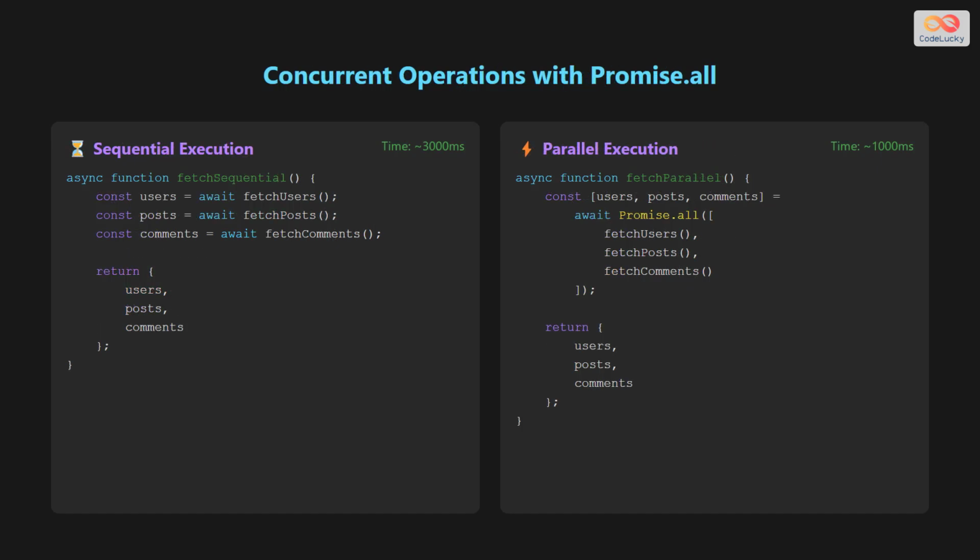This slide explores concurrent operations. In sequential execution, the fetch users, fetch posts, and fetch comments functions are executed one after the other, each waiting for the previous one to complete. This takes approximately 3,000 milliseconds. In parallel execution, the Promise.all method is used, allowing all 3 of the fetch functions to execute concurrently, reducing the overall execution time to approximately 1,000 milliseconds. Promise.all helps improve performance by running multiple asynchronous operations simultaneously.